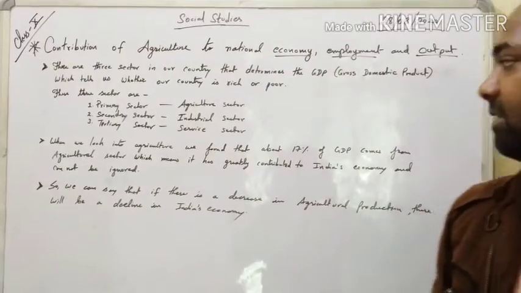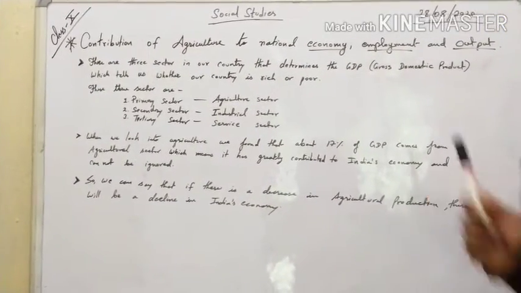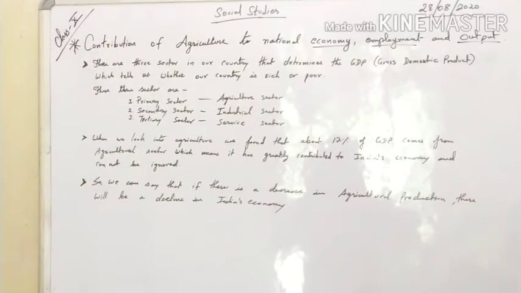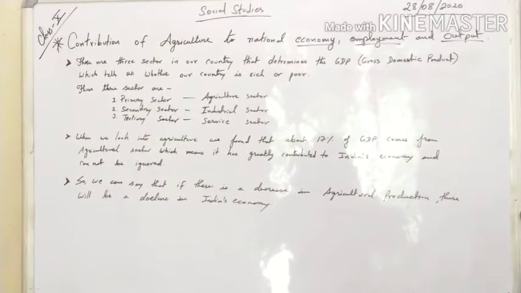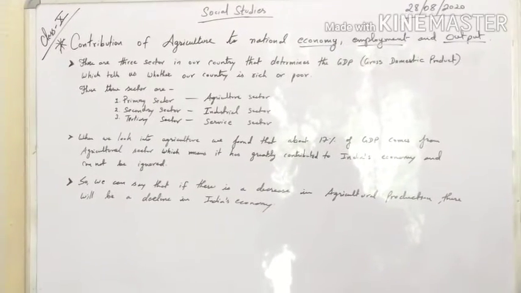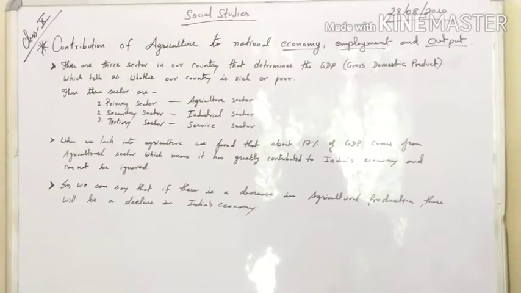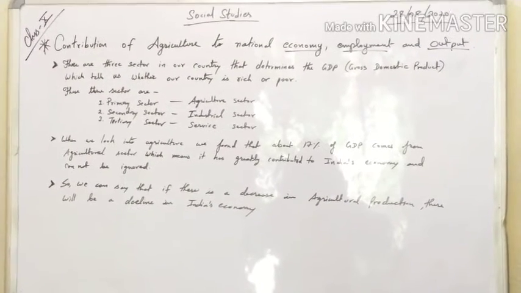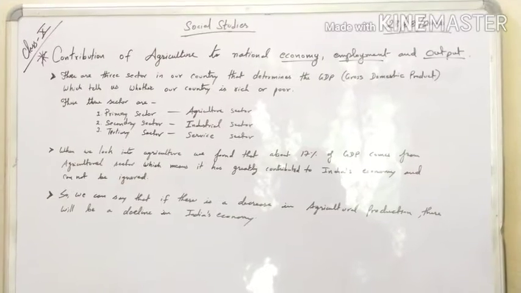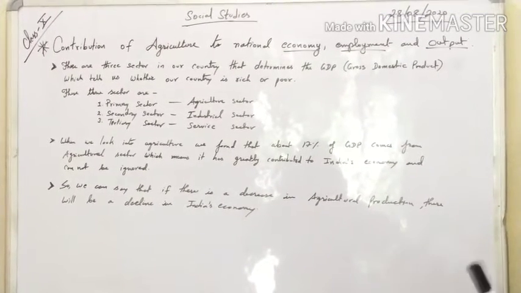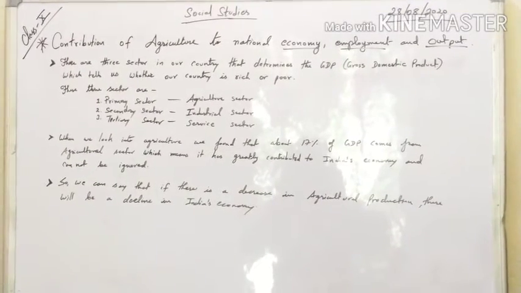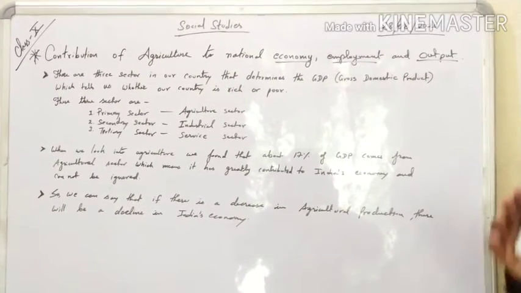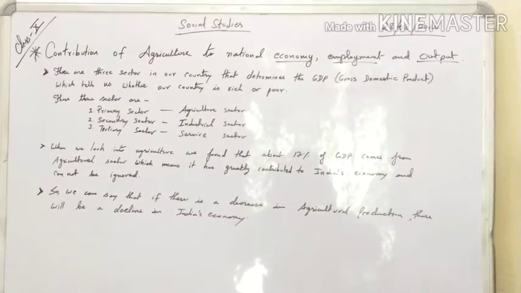Okay, when we look into agriculture, we find that about 17% of the GDP comes from the agricultural sector, which means it has greatly contributed to India's economy and cannot be ignored. We cannot ignore agriculture because it has contributed about 17% of GDP, and we know that if the GDP is going down, then it says that our country is getting poorer and poorer. So we can say that if there is a decrease in agricultural production, there will be a decline in India's economy, because automatically there will be a decline in GDP. So there is a relation between agricultural production and GDP.